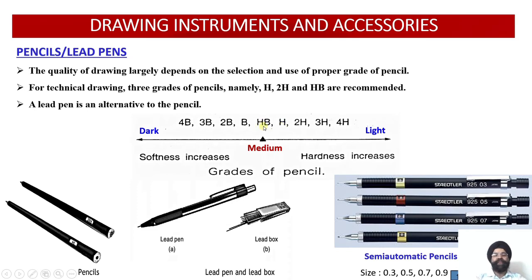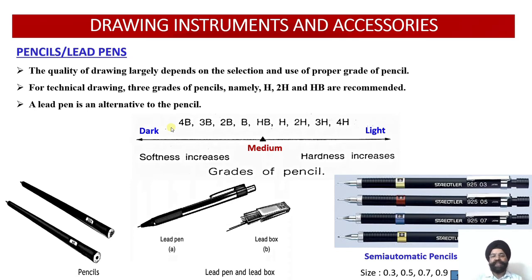Similarly, if you want a darker line compared to the HB pencil, you keep on moving from HB to B, 2B, 3B, 4B, 5B. In the B grades, the leads are becoming softer and softer. When you rub your pencil against the piece of paper or the drawing sheet and the lead is softer, it will wear out faster. As it wears out faster, it gives you a darker impression onto your drawing sheet.